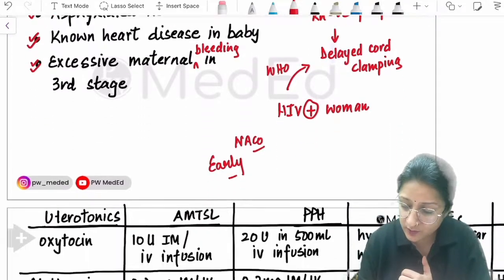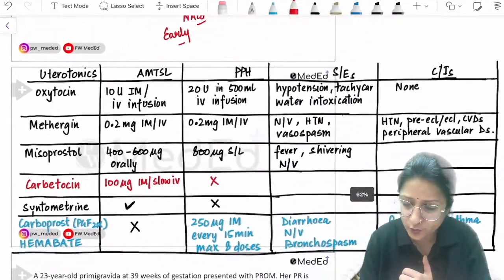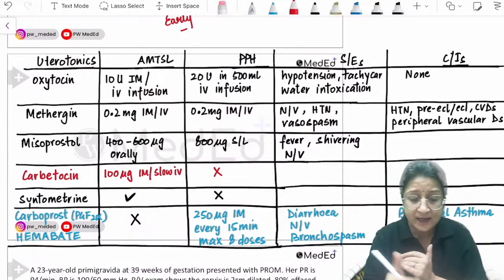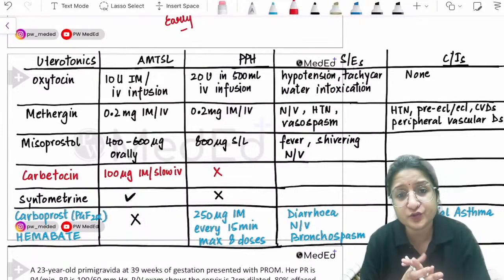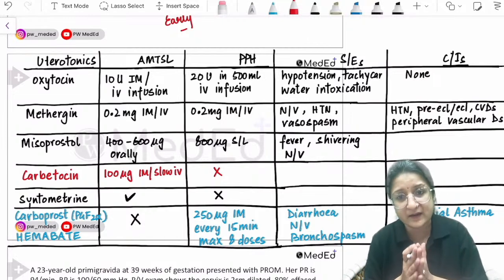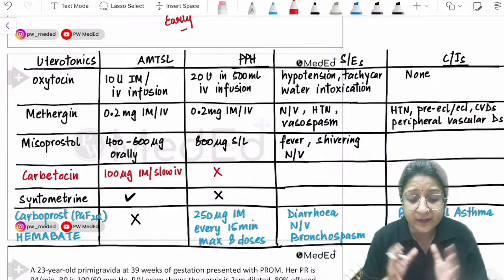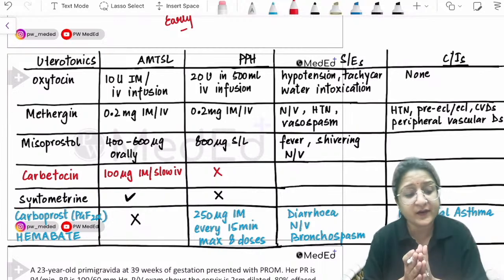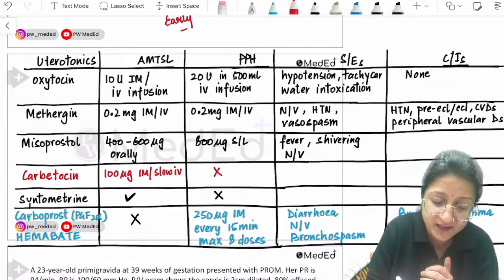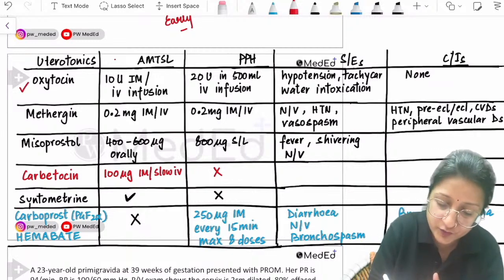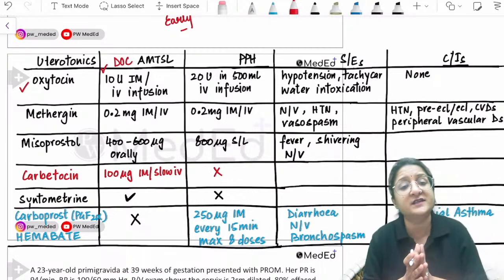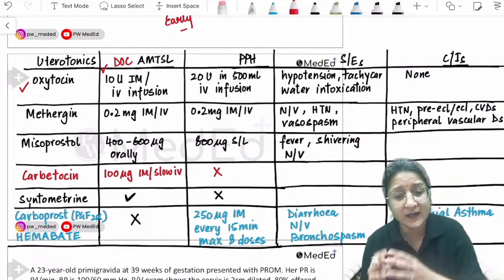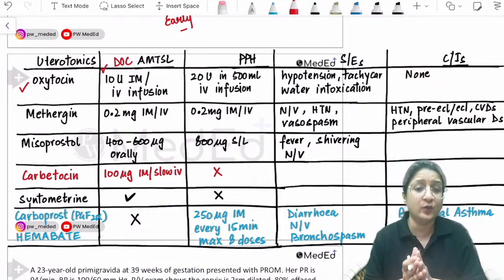Okay, then also remember the uterotonics. They're asking you a lot of stuff about uterotonics, so keep them in mind. Oxytocin, methergin, misoprostol, I've summarized here for you. You can look back when you see the notes. The important pointer from this chart is that when they ask you the drug of choice for active management of third stage of labor, it is oxytocin. That is the drug of choice here. And what we are doing is 10 units intramuscular. It is never given IV bolus, right?